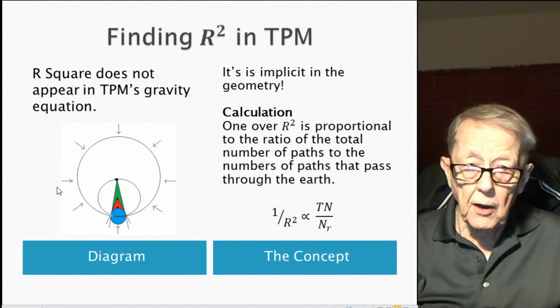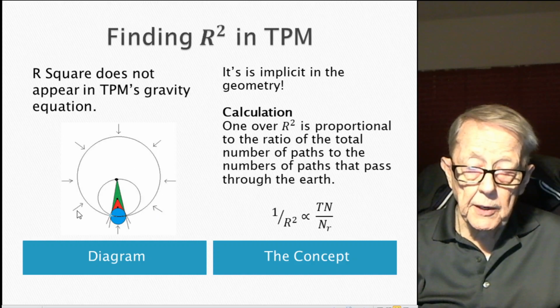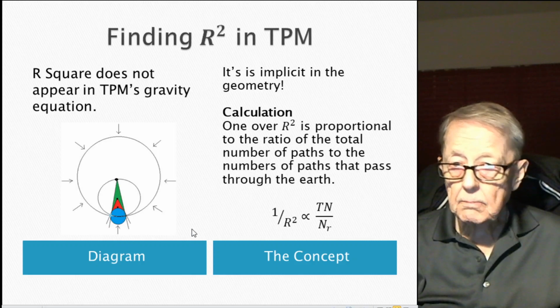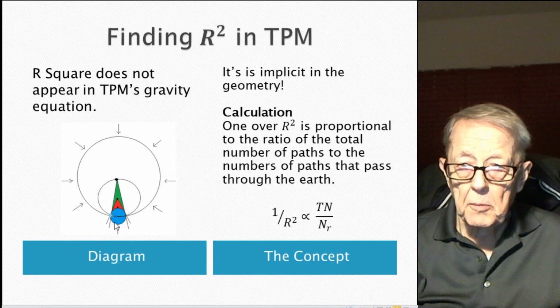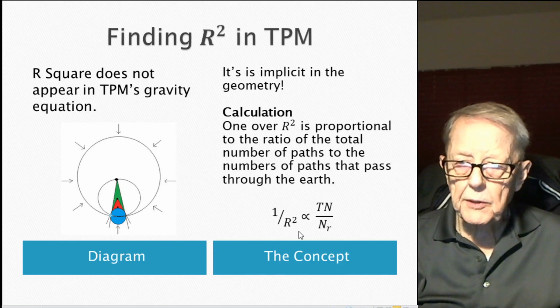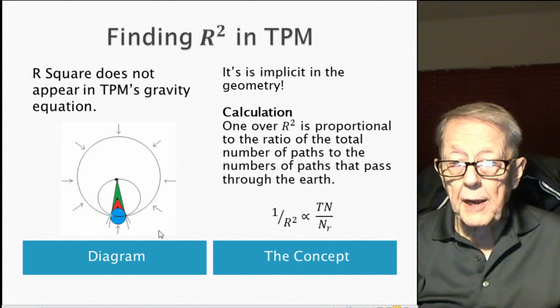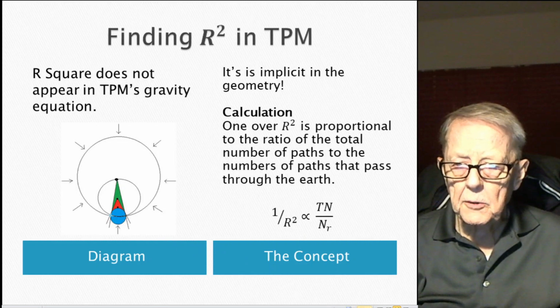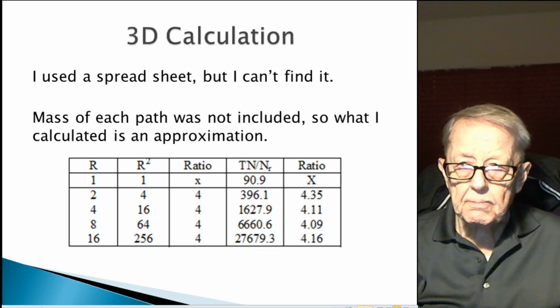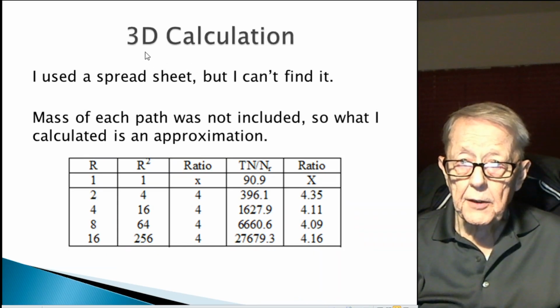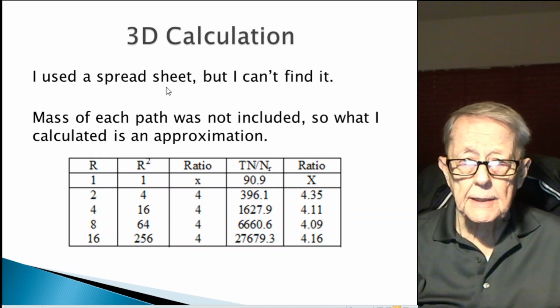See, out here, all of these paths, this way and this way, are not reduced, but the paths that go here in that green area are reduced by the amount of mass, is what I was trying to say, but I didn't include mass in this calculation. This is what I got. I did a 3D calculation. I remember I did it on a spreadsheet, but I couldn't find it.